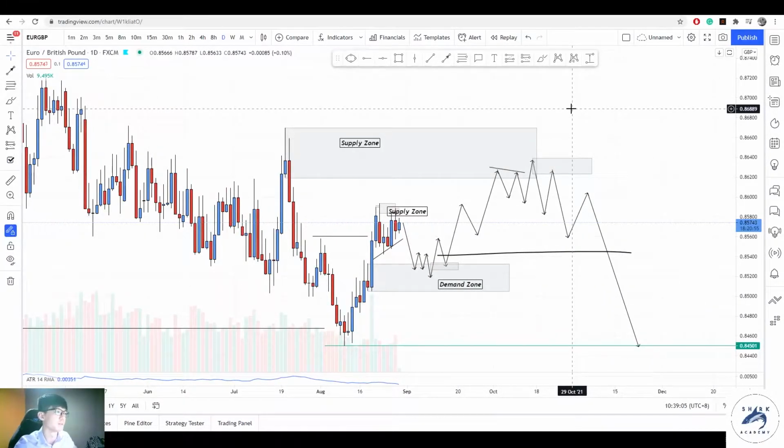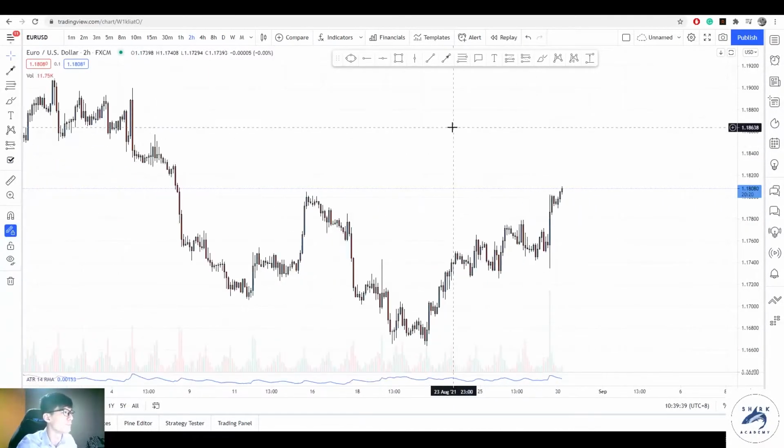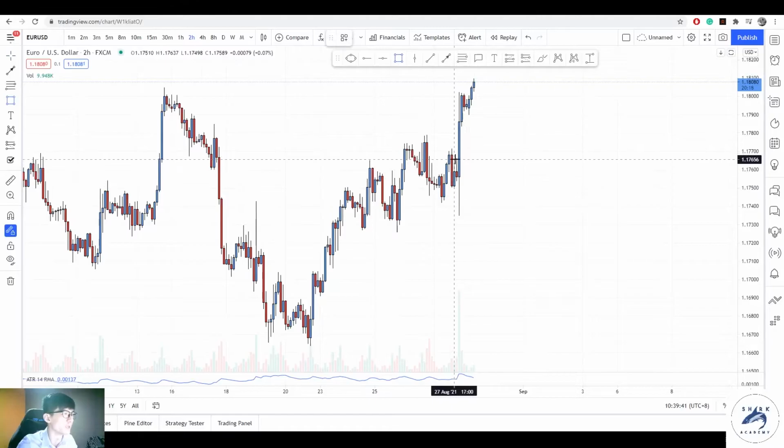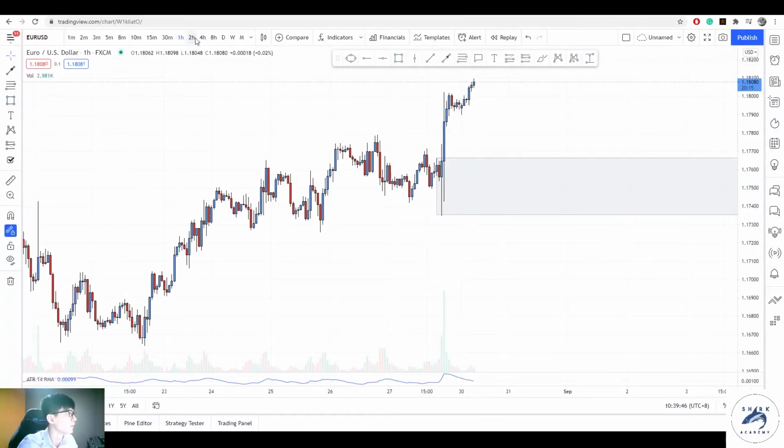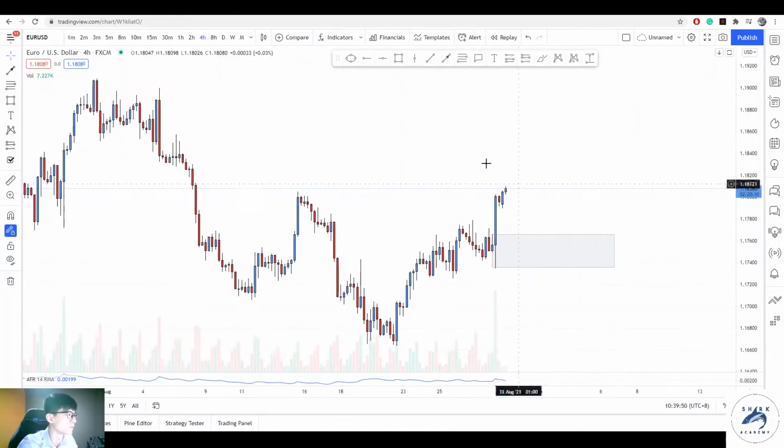Before taking the trade. So next up for euro dollar, this is pretty clean. I'm just waiting for prices to move back into this demand area. On the higher time frame, right? This is the 4-hour time frame. We expect prices to move back into demand levels here.